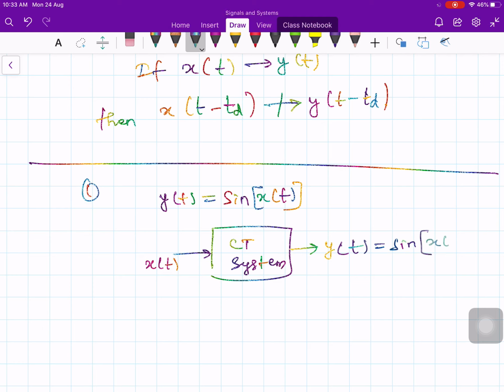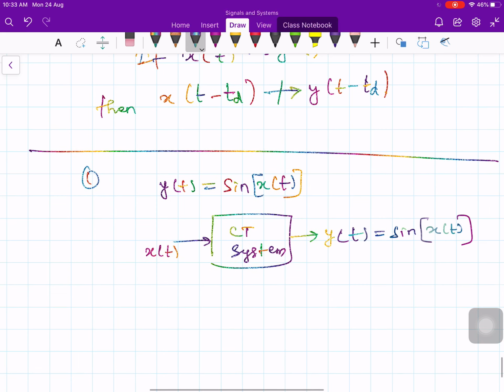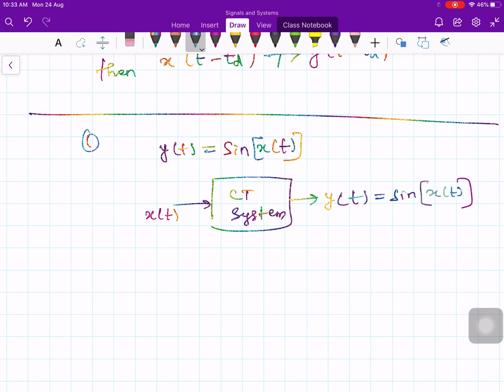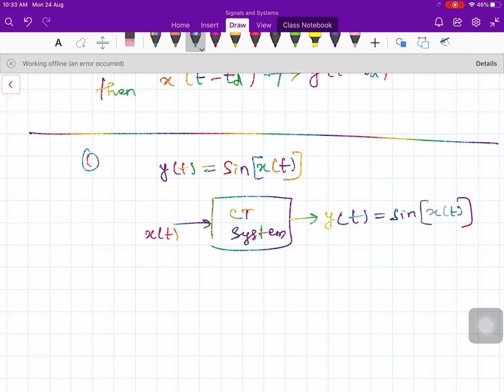Now, we want to know whether the system is time invariant or time varying. To check that, we must determine whether the time invariance property holds for any input and any time shift. So, first you give x of t, then it gives rise to sine of x of t. Now, you consider another signal, x of t minus some delay, td, I should be consistent with my notation. Let me call this signal x1 of t.